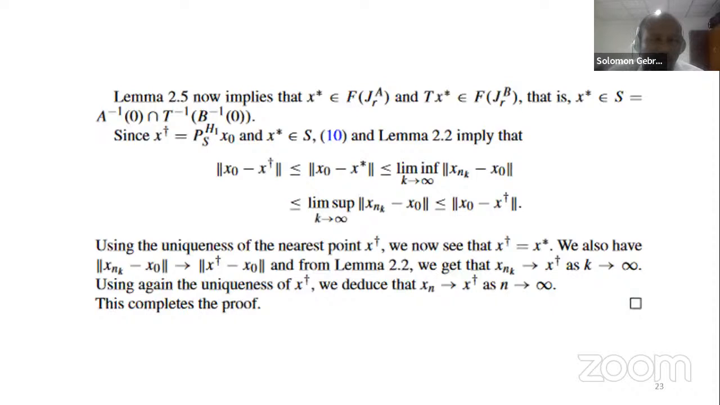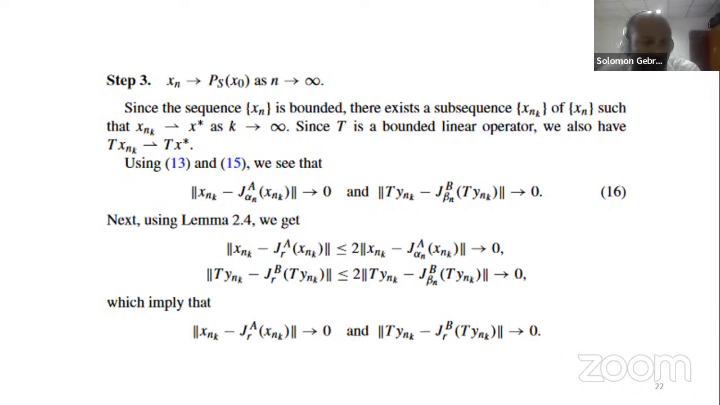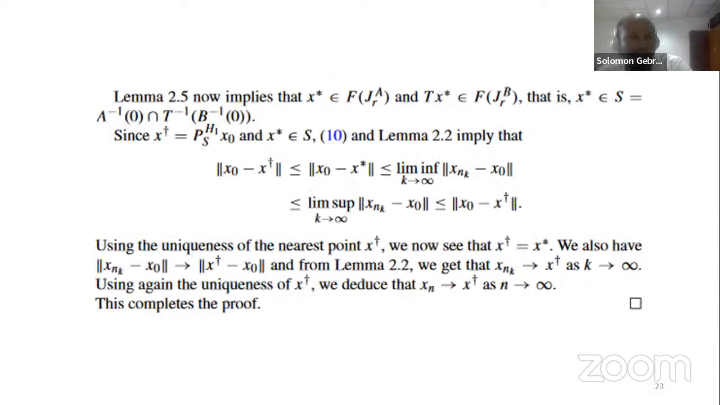Now we are in a position to apply lemma 2.5, which implies that x star is an element of the fixed point of the resolvent operator J of A, and Tx star is an element of the fixed point of the resolvent operator of B. So x star is an element of A inverse of zero intersection T inverse of B inverse of zero. We know xnk converges weakly to x star. Therefore, we can see that x star is a fixed point of this operator, and Tx star is also the fixed point of the other operator here. Therefore, from this, it shows that x star is an element of S.